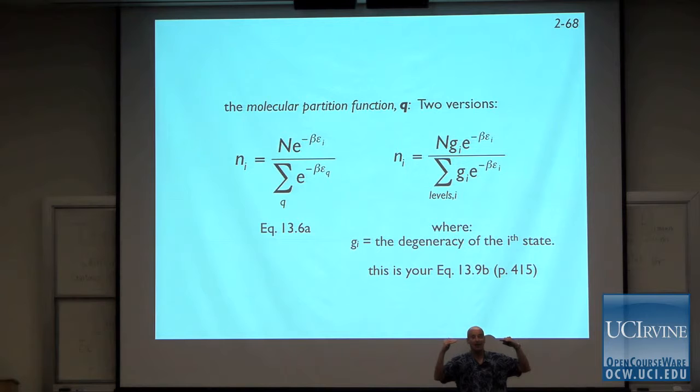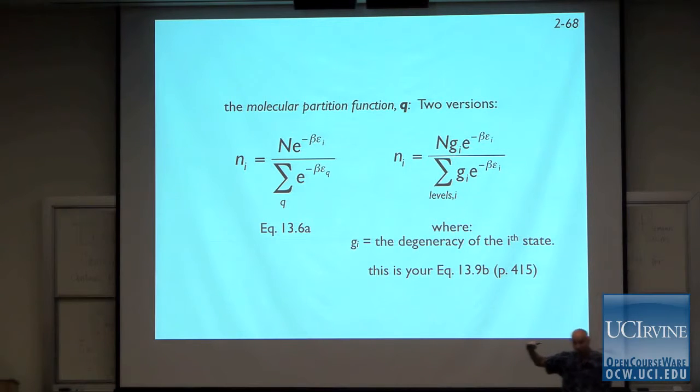So if the ground state happens to have 4 molecules in it, no. Let me say that a different way. If there are 4 ground state energies that all have the same energy of 0, the degeneracy would be 4. We'll do an example. This is your equation 13.9. There are 2 versions of this.